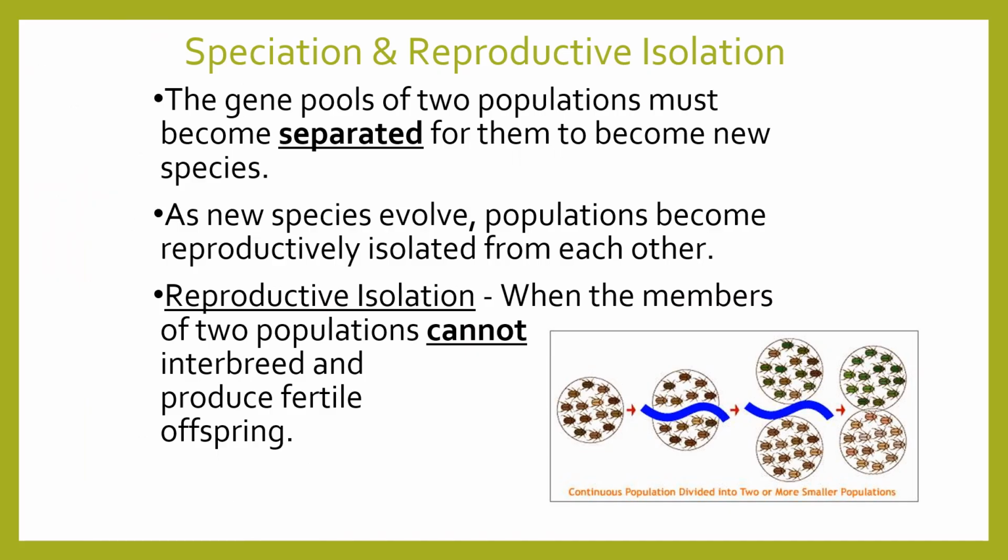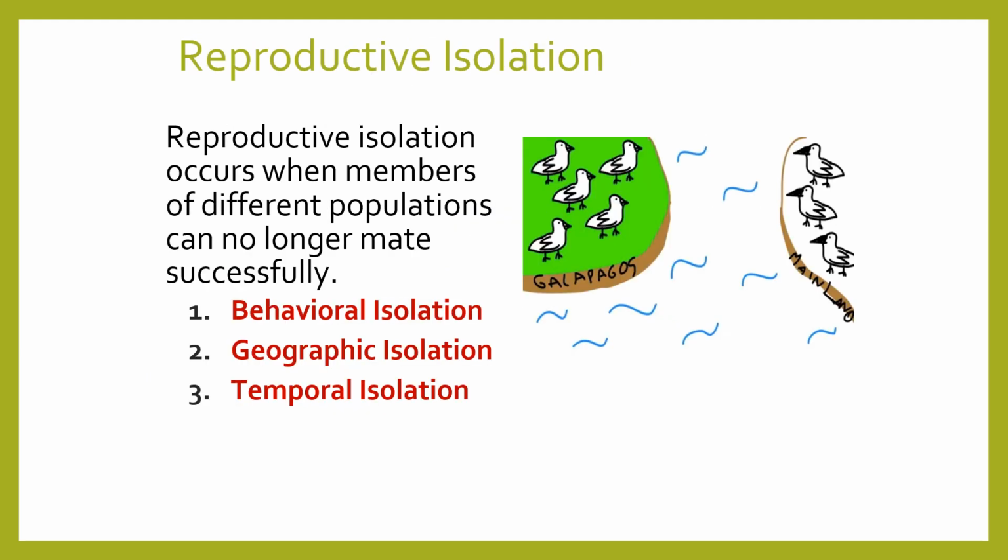So for speciation to occur, the gene pools of two populations must become separated for them to become new species. So, as new species evolve, populations become reproductively isolated. And what does that mean? It means that members of two populations cannot interbreed and produce fertile offspring. And there's that word again, fertile. Reproductive isolation occurs when members of different populations can no longer mate successfully.